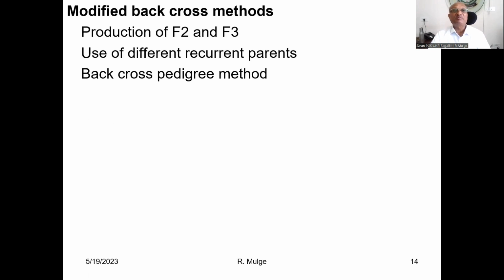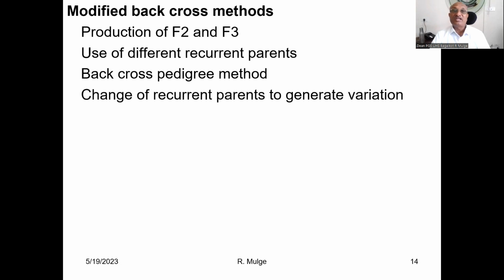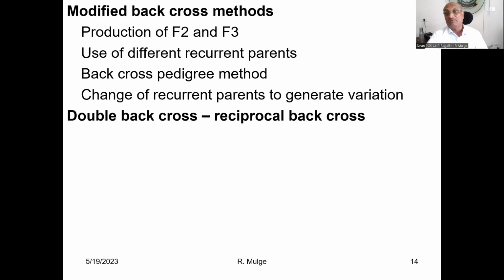So modified backcross method, the production of F2 and F3, use of different recurrent parents you can follow. So F2, F3, immediately you can change. After backcross generations, you go for simply selfing. You'll get F2, F3. That is the modification. Use of different recurrent parents. First time you use one recurrent parent. After few generations, you use the second. But also you can use some other parent as a recurrent, repeatedly used. Or first you follow backcross method and then you go for a pedigree method, or change of recurrent parents to generate variation. All these are the modifications of backcross methods one can follow.